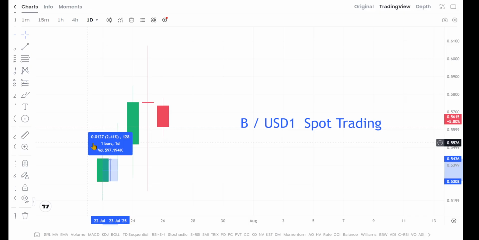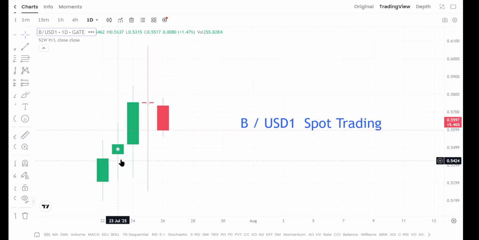In that day, the market price was increased by 0.0127 USD1. It is 2.41%. 128 USD1 was the profit that day. And in this one day, 597.194 thousand B has been traded.